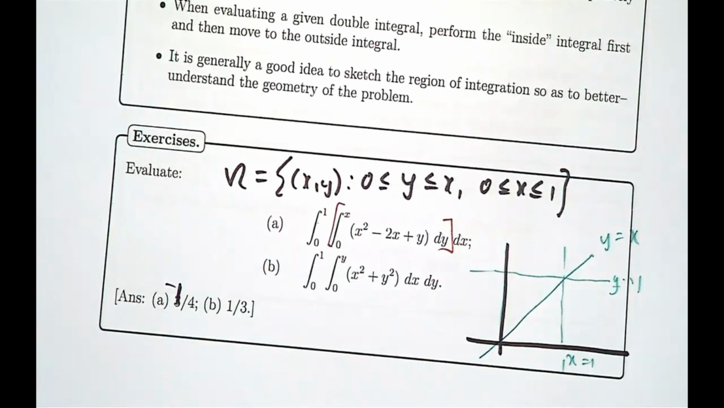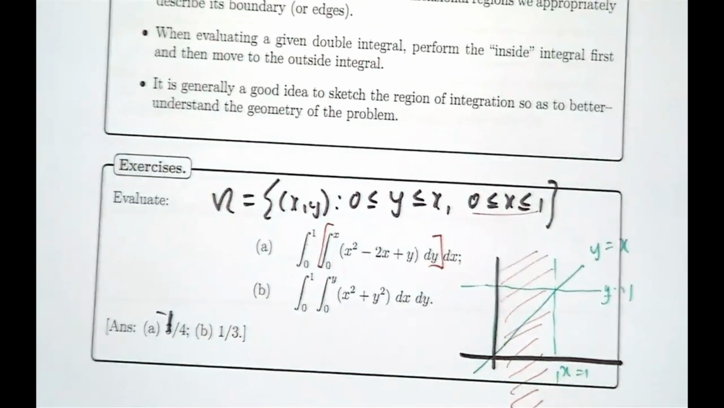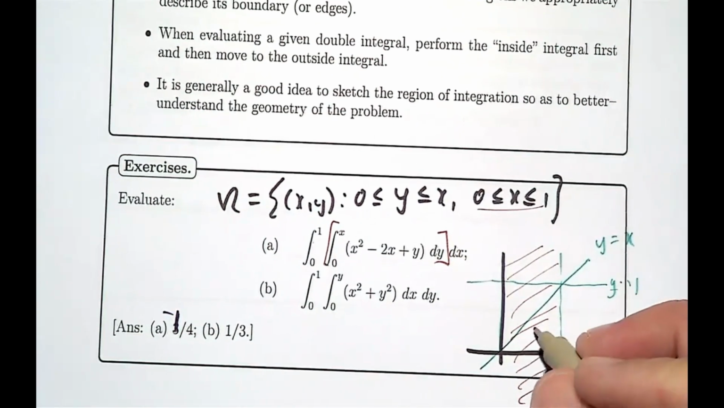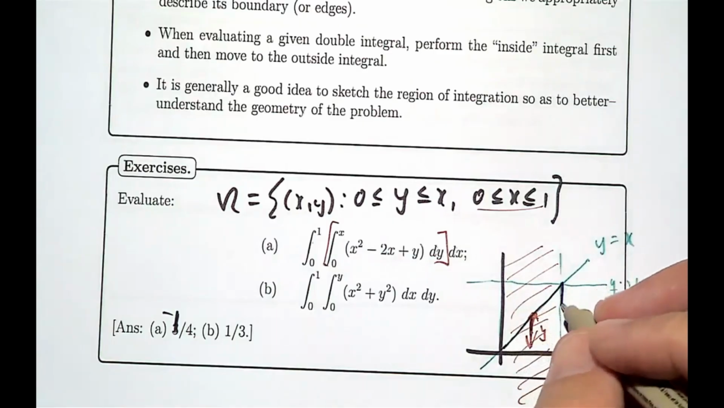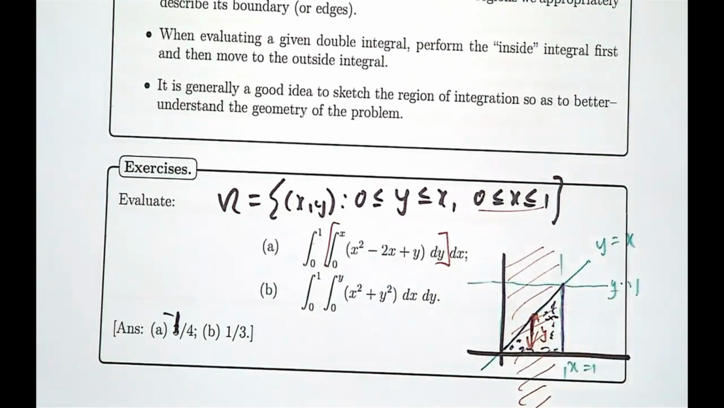X is between 0 and 1, so we're definitely in that strip. Y is less than or equal to x, so if we go vertically, we don't go above the line y equals x, and y is bigger than 0. So where is the intersection? That is the little triangular region that this problem wants you to integrate over.